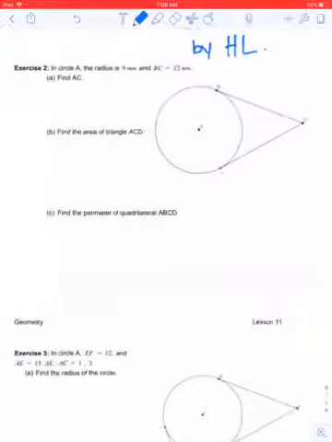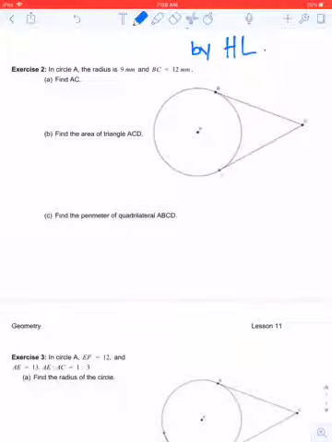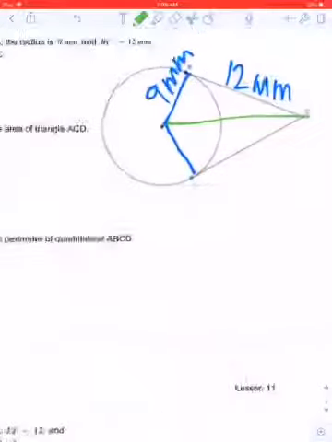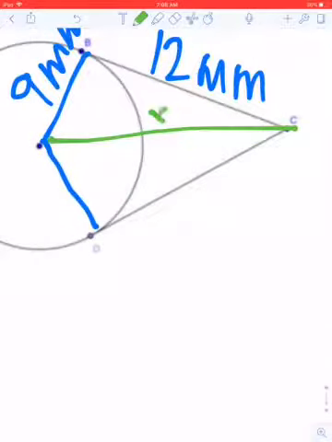So let's do exercise 2. It says in the circle the radius is 9 millimeters, so I can go ahead and draw in my radius and label it 9 millimeters. And BC is 12 millimeters, so this side over here is 12 millimeters. It says find AC, so I want to know what this length here is. This is going to be our x.